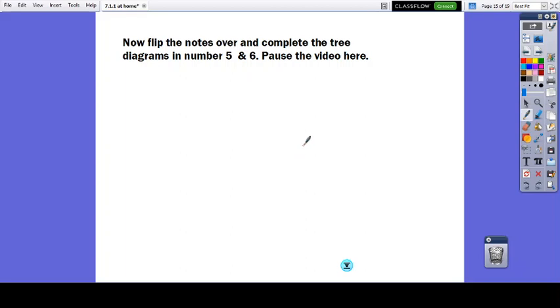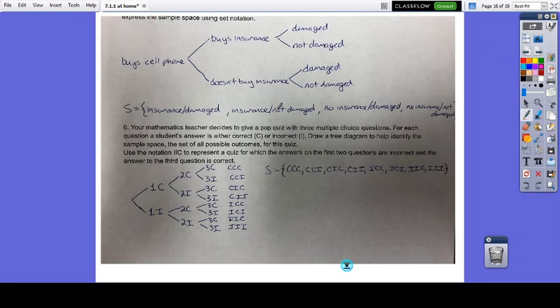Now flip your notes over and complete the tree diagrams in number 5 and 6. Go ahead and pause the video right here. Okay, I'm going to go ahead and go on from here. Hopefully you paused, so you got these done.